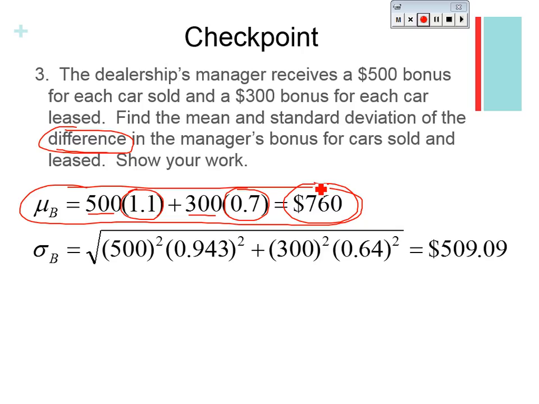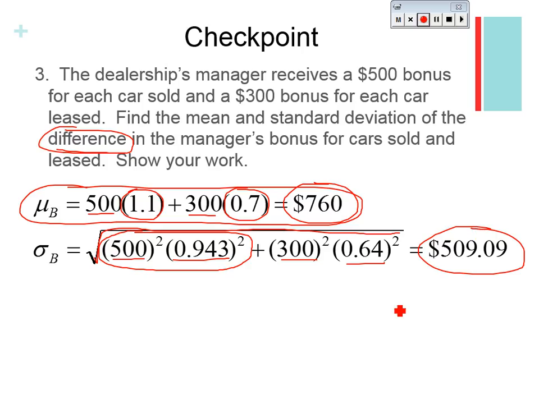And then finally, for the standard deviation, here is the amount of money that they get for selling a car. This is the standard deviation for the number of cars sold. This is the amount of money they get for leasing a car. And this is the standard deviation for how many cars are leased. And then here is what the combined standard deviation would be, 509.09.